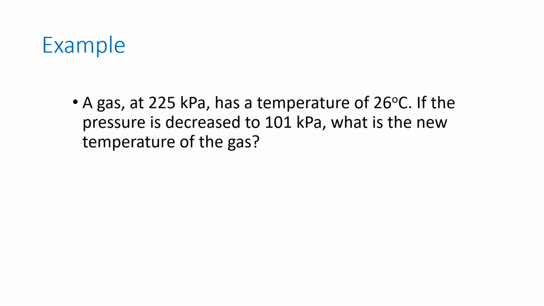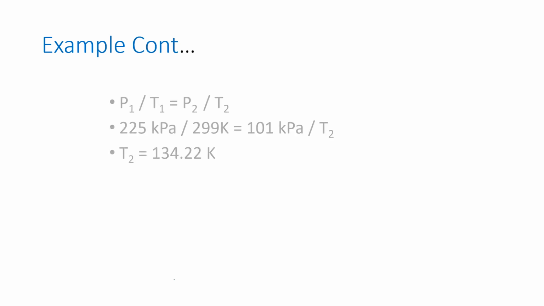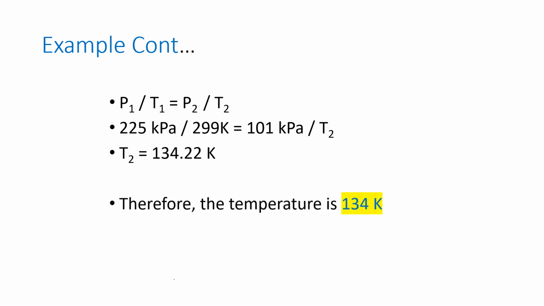So let's do a final example. A gas at 225 kilopascals has a temperature of 26 degrees. If the pressure is decreased to 101 kilopascals, what is the new temperature of the gas? So we have our givens once again. We have our P1, our temperature 1, we have our second pressure, and now we're looking for our second temperature. Plugging our givens into this equation, we find that our second temperature will equal 134.22 kelvins. Therefore, the final temperature is 134 kelvin.